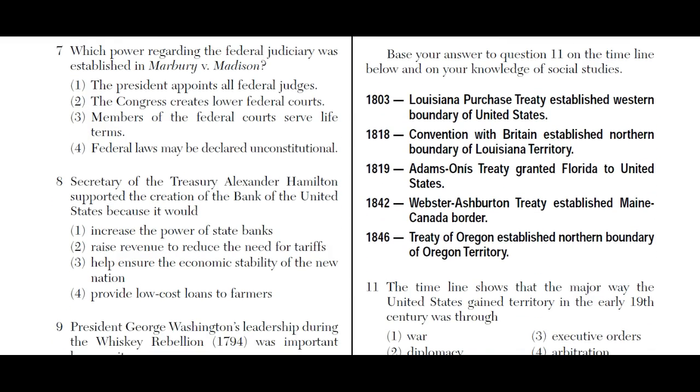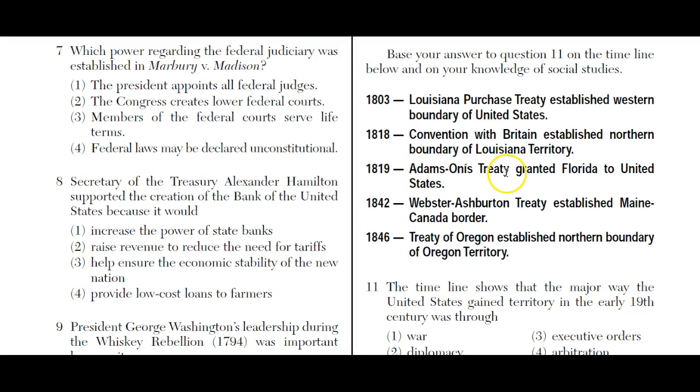Timeline. 1803, Louisiana Purchase, established western boundary of the United States. Okay. So, again, Jefferson doubles the size of the country, negotiates a treaty with France to buy it. 1808, Convention with Britain established northern boundary of Louisiana Territory. Convention, kind of treaty with Britain, because the problem was, you probably don't remember this, but we talked about, where does the Louisiana Purchase stop? Like, where does Canada start and the United States stop at the top north of the Louisiana Purchase? That had to be worked out by treaty.